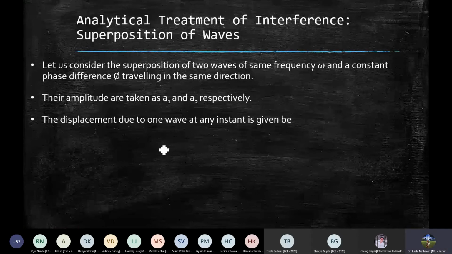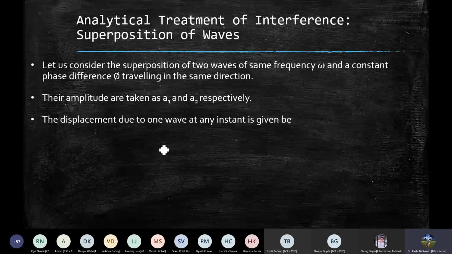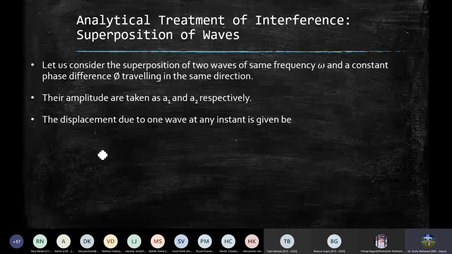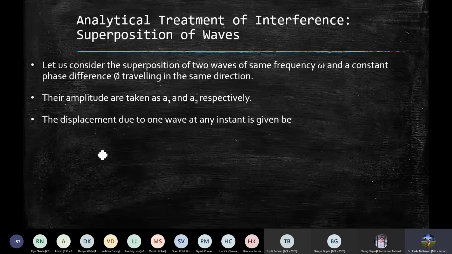Fine. So what I'm going to do here is some analytical treatment of interference, which is again a superposition of waves. I'm not directly going to the interference, but it is the same. The superposition of waves and interference are almost the same, just synonyms. So how do we add the amplitudes, because just one slide before we were talking about the addition of the amplitude.